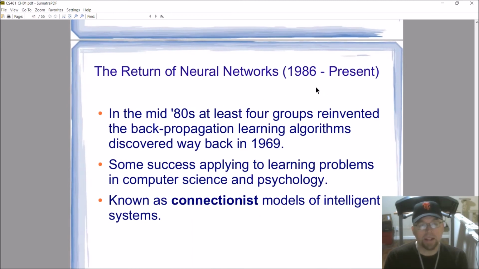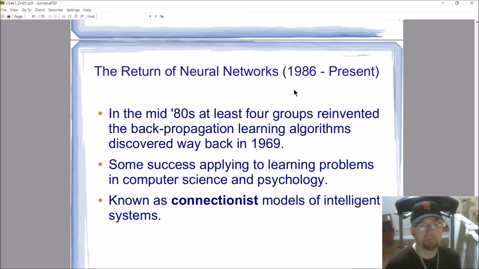Okay, then from 1986 to the present, the return of neural networks. Neural networks are a big deal again. It's kind of funny because in the mid-'80s, 4 different groups essentially reinvented algorithms that were discovered way back in 1969. Nobody would have been talking about neural networks for the longest time because of some of the problems that were encountered when working with them, that we talked about a few minutes ago.